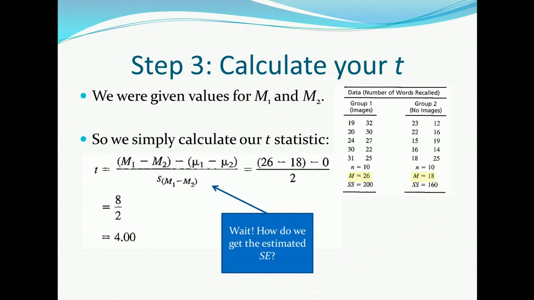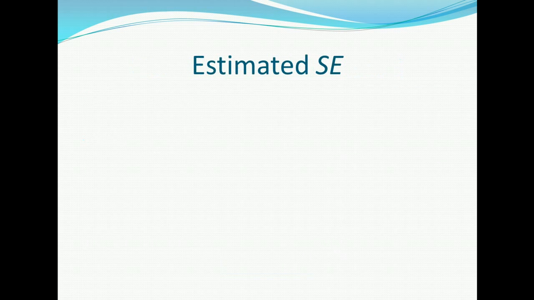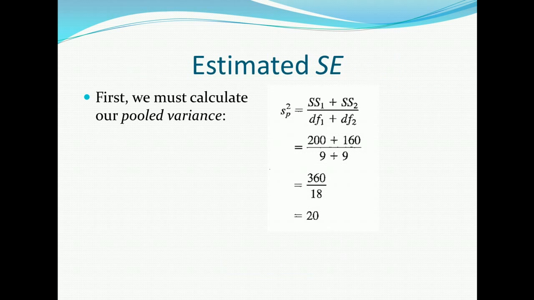But wait, how did you get that estimated standard error? Remember, we first have to calculate our pooled variance. So our sums of squares for the first sample plus the sums of squares for the second sample, divided by the degrees of freedom for the first sample plus the degrees of freedom for the second sample. So that's 200 plus 160 over 9 plus 9, so 360 over 18, which gives us a pooled variance of 20.